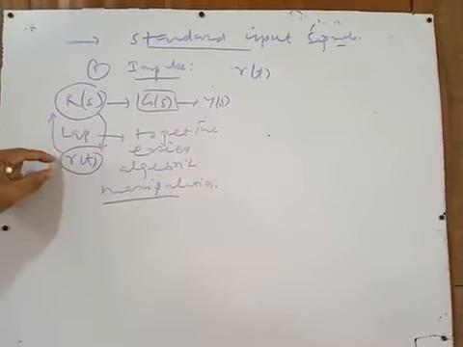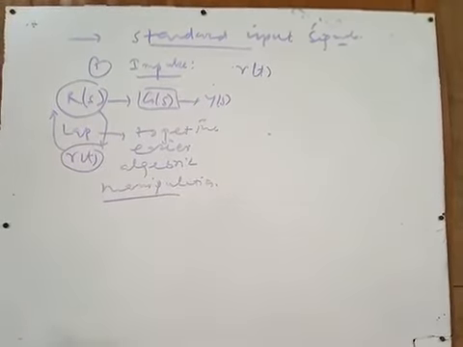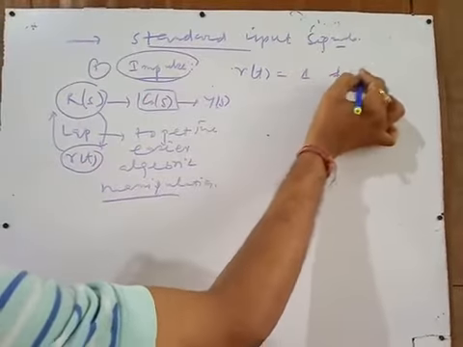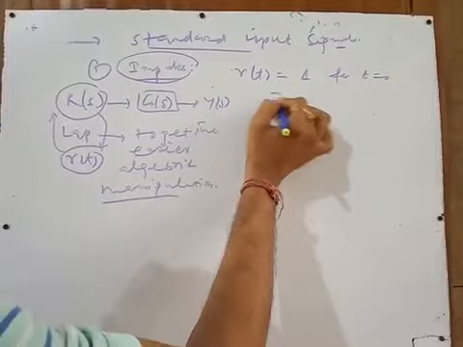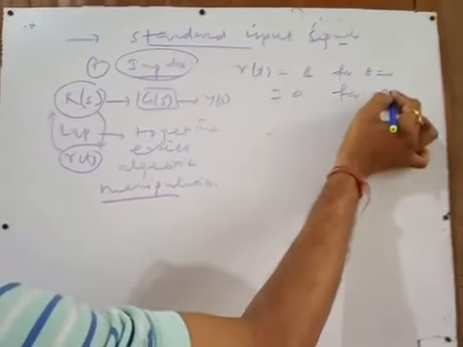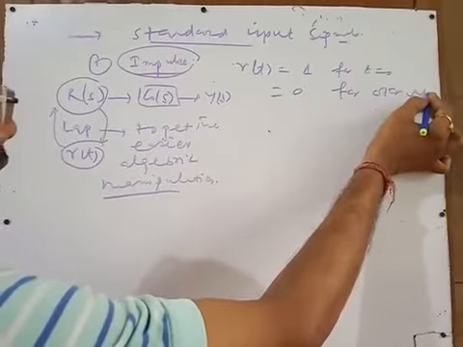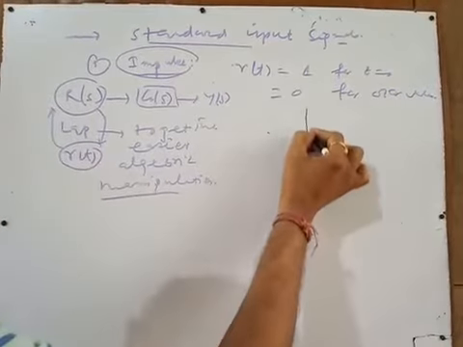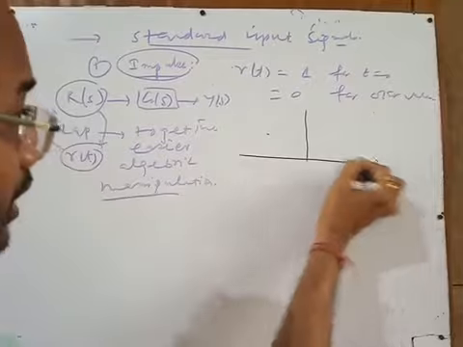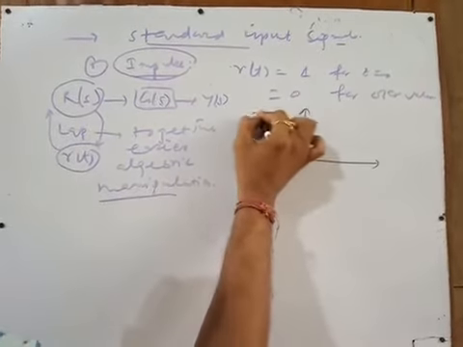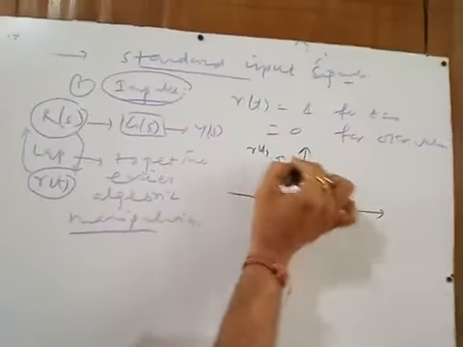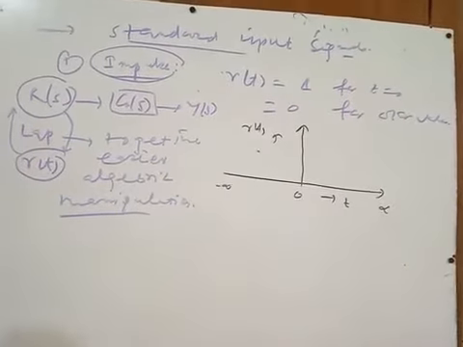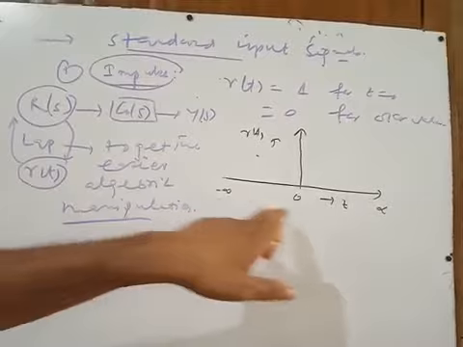So basically this is r(t). That is why we say the function of the impulse is r(t) equal to 1 for t equal to 0 and 0 for other values. That means if you just draw the graph of it, this is your r(t), the magnitude of r(t), and this is your time. Time ranges from minus infinity to plus infinity.